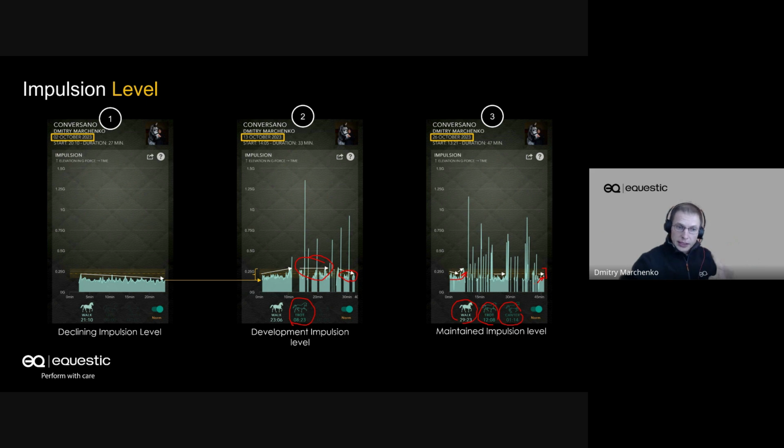So here, the second metric, which is impulsion level. So we learn how to read the charts. We see declining, we see increasing level, and we see development. And clearly there are warming up exercises needed for this specific horse. It may be different for your horse. It always depends on the specific horse. For some horses, it's critically important to have warming up, for some of them, less. But you can learn this and understand how important it is and what changed.